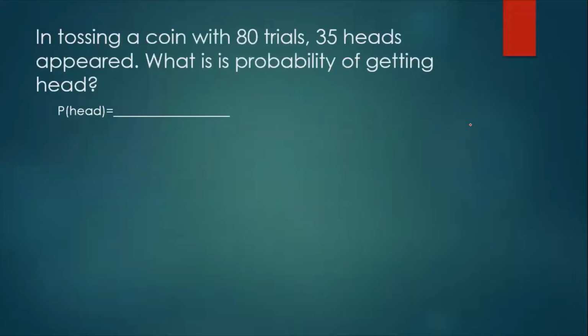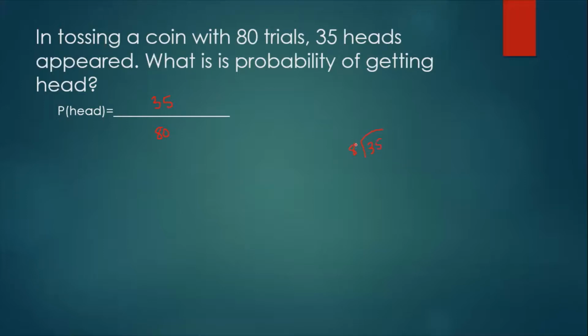Okay, so let us proceed with our last example here. In tossing a coin with 80 trials, 35 heads appeared. What is the probability of getting a head? So out of 80 trials, 35 heads appear. Now, to find the percentage of this probability, let us divide 35 divided by 80.